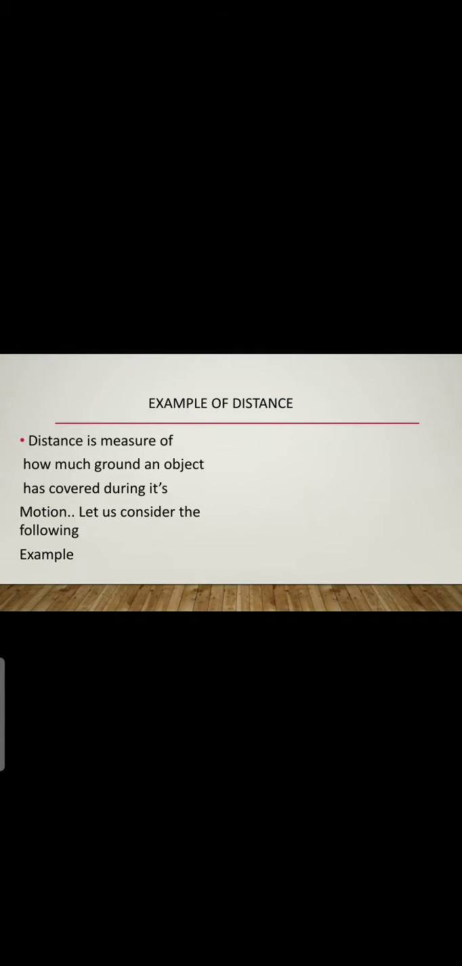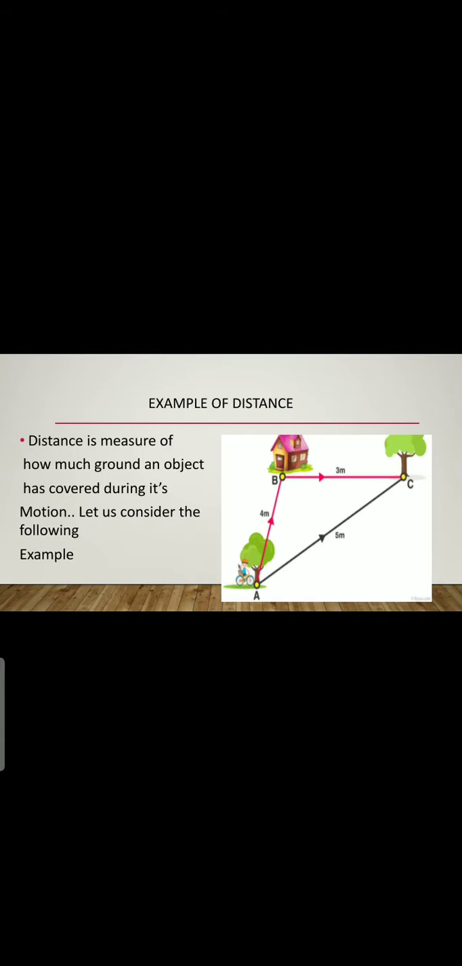Let us consider the following example. Here you can see the bicyclist is in front of the tree, and we have taken 3 points: point A, the starting point, point B in the middle, and point C, the ending point. The cyclist from the starting point A will cover a distance from point A to B of 4 meters.